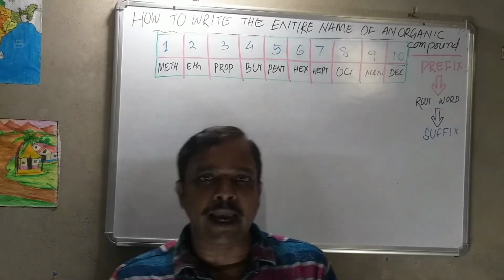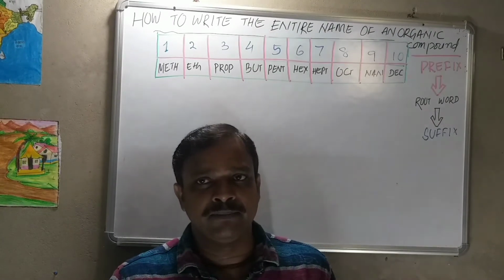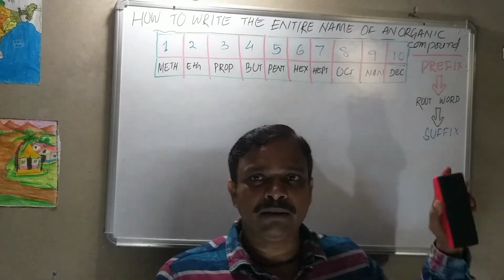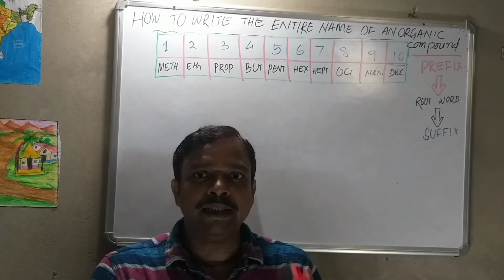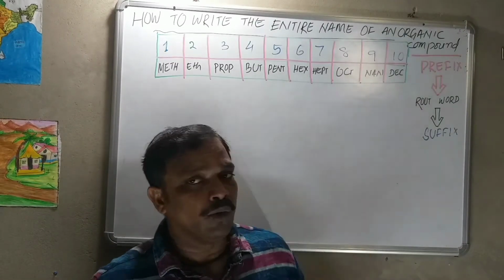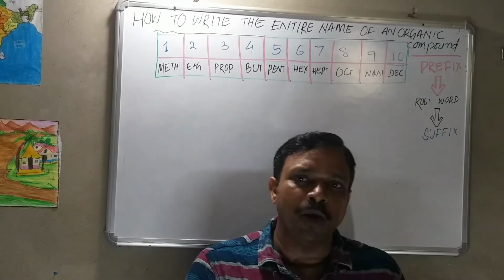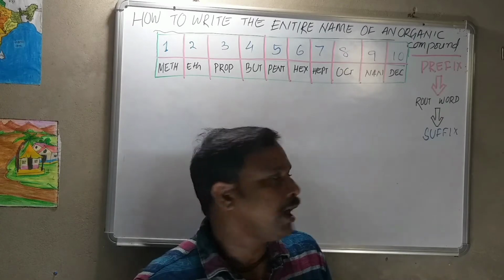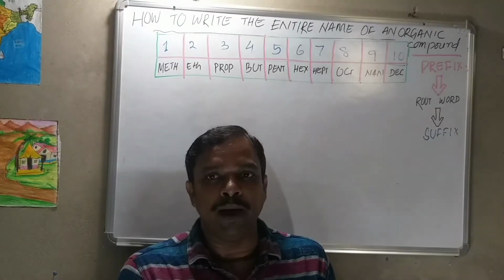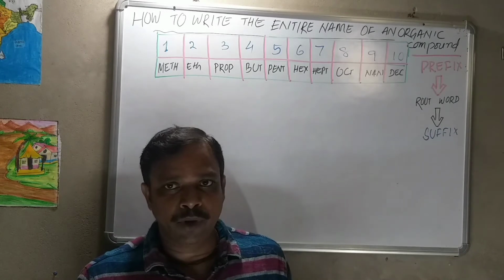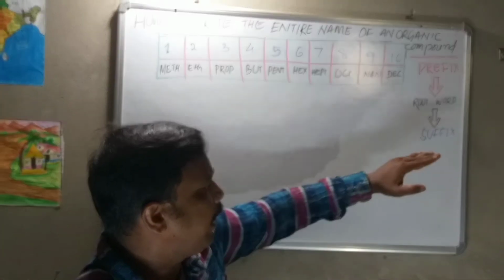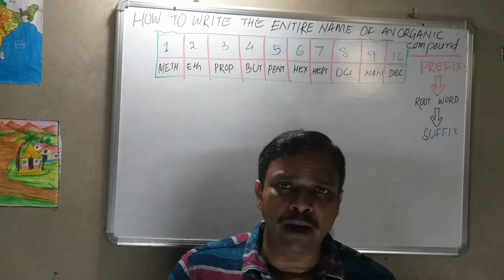To name any organic compound, we have 3 parts: prefix, root word and suffix. First, the prefix. This is the name of the substituent present in the compound. Second, the root word. The root word comes from the number of carbon atoms present in the largest carbon chain. Last is the suffix. What is the suffix? It is the single covalent bond throughout the carbon compound. So we can use the prefix, root word and suffix to write the entire name of a carbon compound.